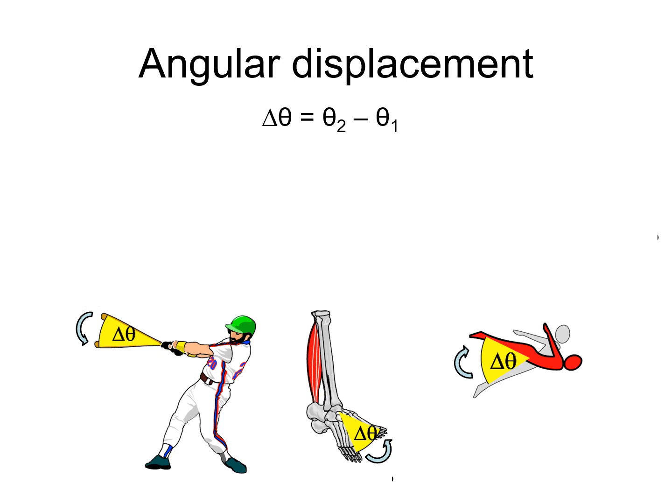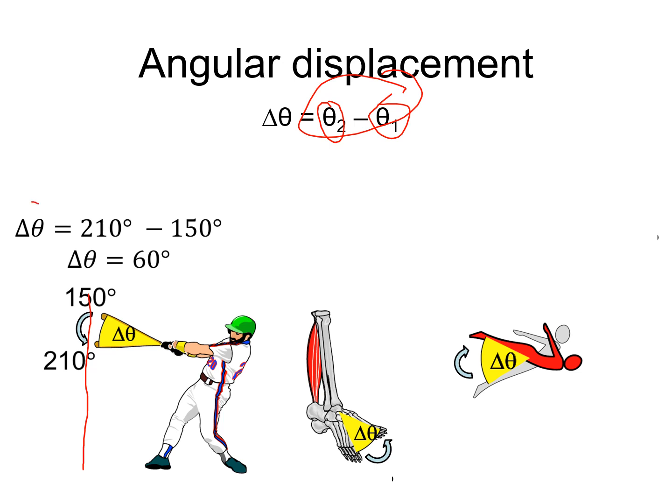So let's look at some examples. And remember, displacement is simply the difference between point 2 and point 1. In angular kinematics, we're looking at the angular displacement between angle 2 and angle 1. So we have this batter right here, and he's swinging from 150 degrees to 210 degrees, the angle of his bat with, we'll say, this imaginary vertical plane. So we simply take the difference of angles. We have 210 minus 150, which gives us an angular displacement of 60.